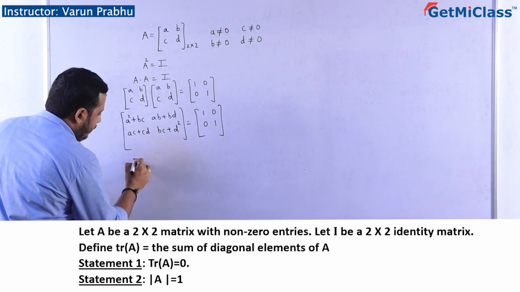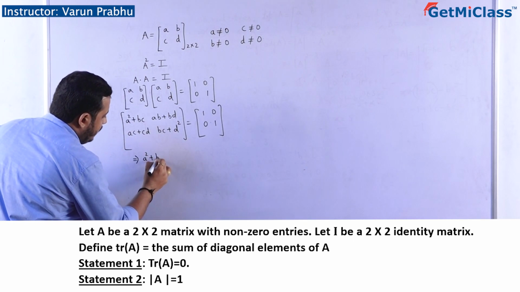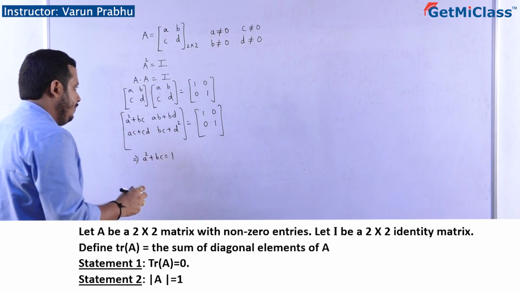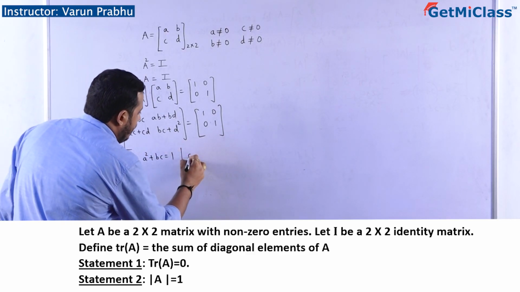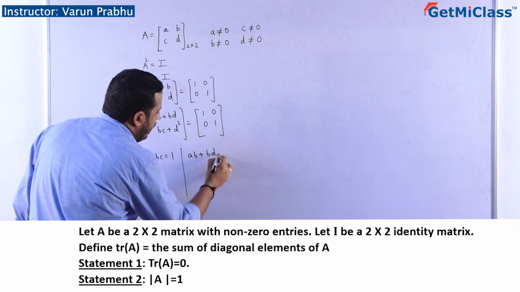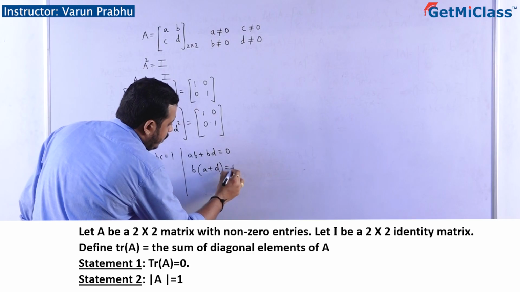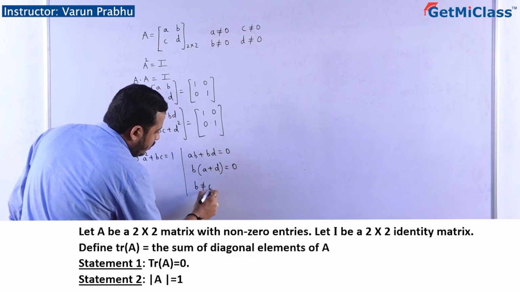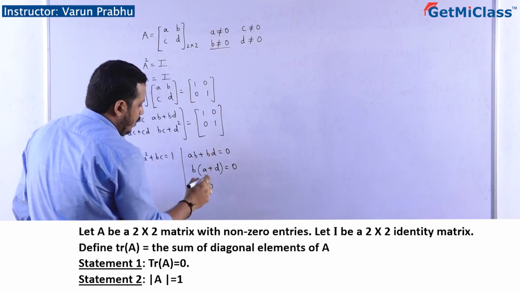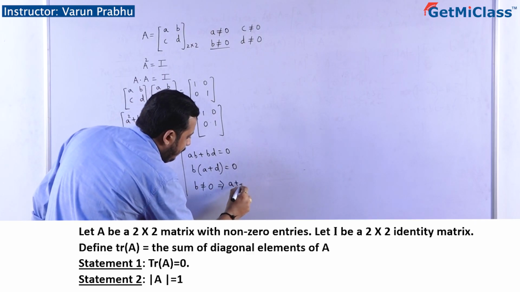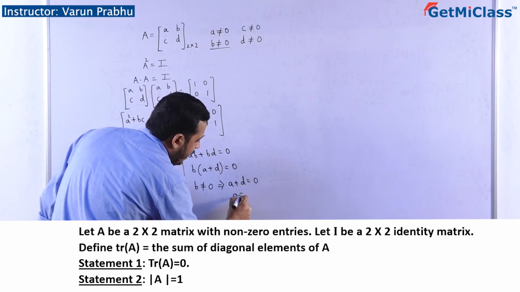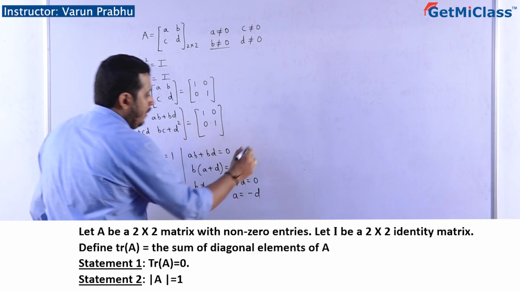Now what can we write here? This implies a square plus bc should be equal to 1. And in the meantime, ab plus bd should be equal to 0. So b common, a plus d should be equal to 0. b is not equal to 0, right? It's given in the problem b is not equal to 0. This implies a plus d should be equal to 0 or a should be equal to minus d.